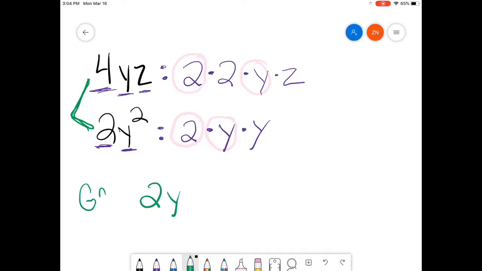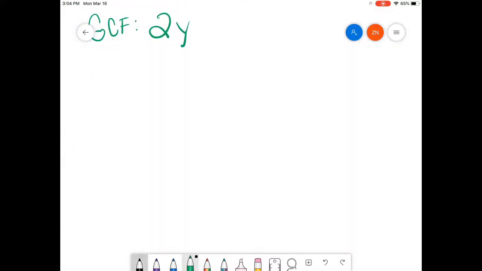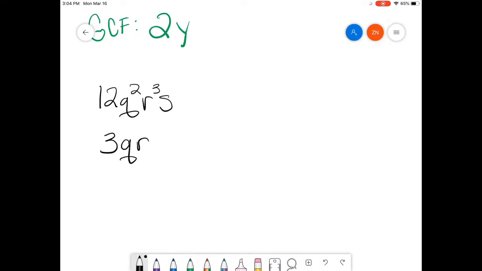My GCF is 2y. Next example. I have 12Q²R³S compared to 3QR squared. So taking a look at the top one, I want to break apart 12.